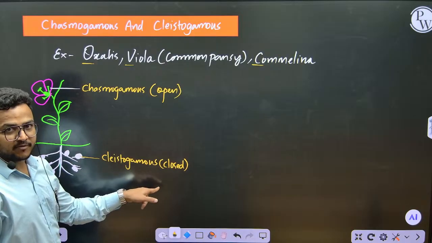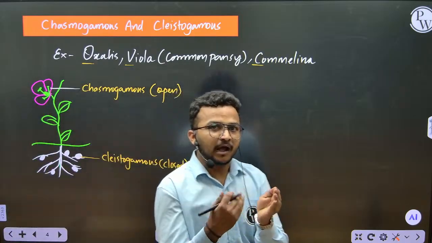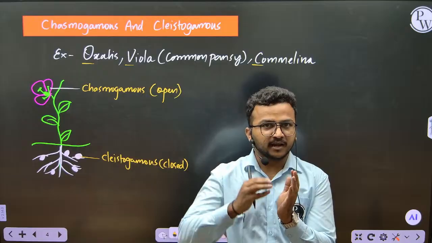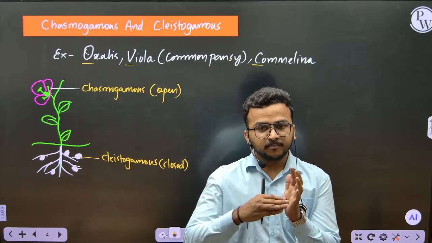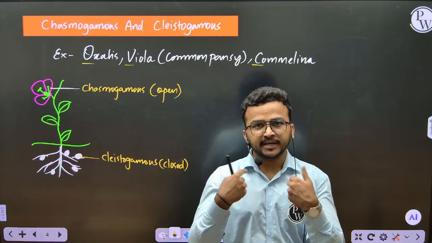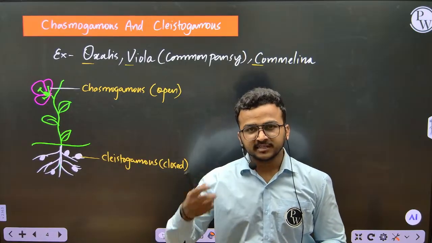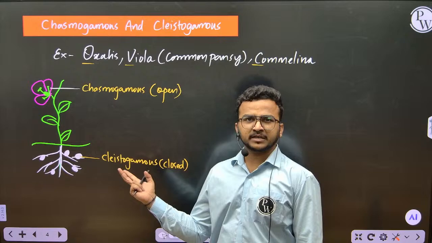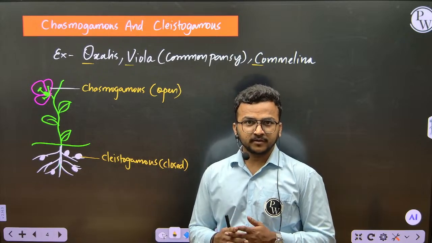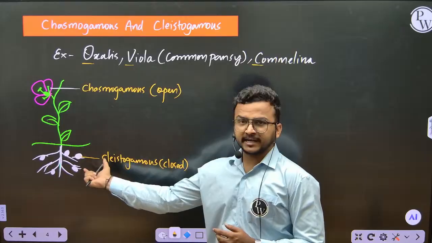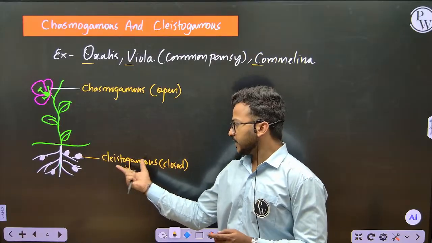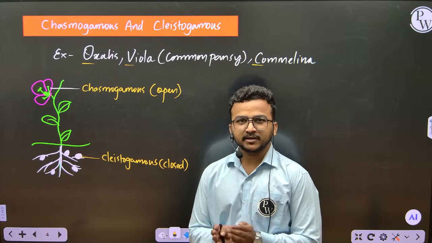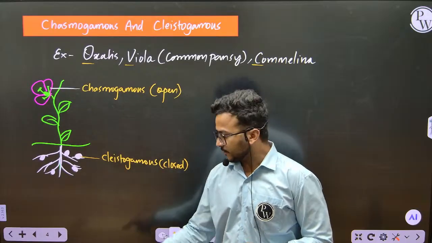In the case of the clistogamous flower, it remains closed for its whole lifetime, so within that the pollen grain transfer and pollination take place easily without any need of a pollinator. The fertilization takes place easily in this clistogamous flower, so there is not much requirement of pollinators. So what kind of pollination will take place in the case of a clistogamous flower? You just think. The flower remains closed for its lifetime, then what kind of pollination will take place?